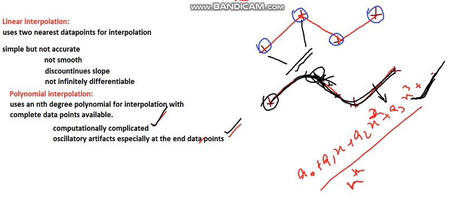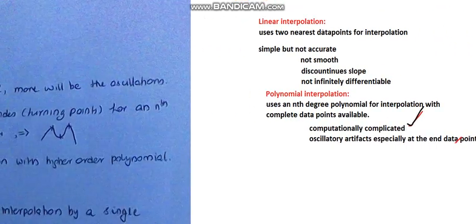So these are the advantages of the polynomial, but it still has some oscillatory artifact at the endpoints, and it also has some computational difficulties. So we cannot rely on polynomial interpolation when you have a large number of data points. Okay, that's the difference. We will continue the remaining part, spline interpolation, in the next video.